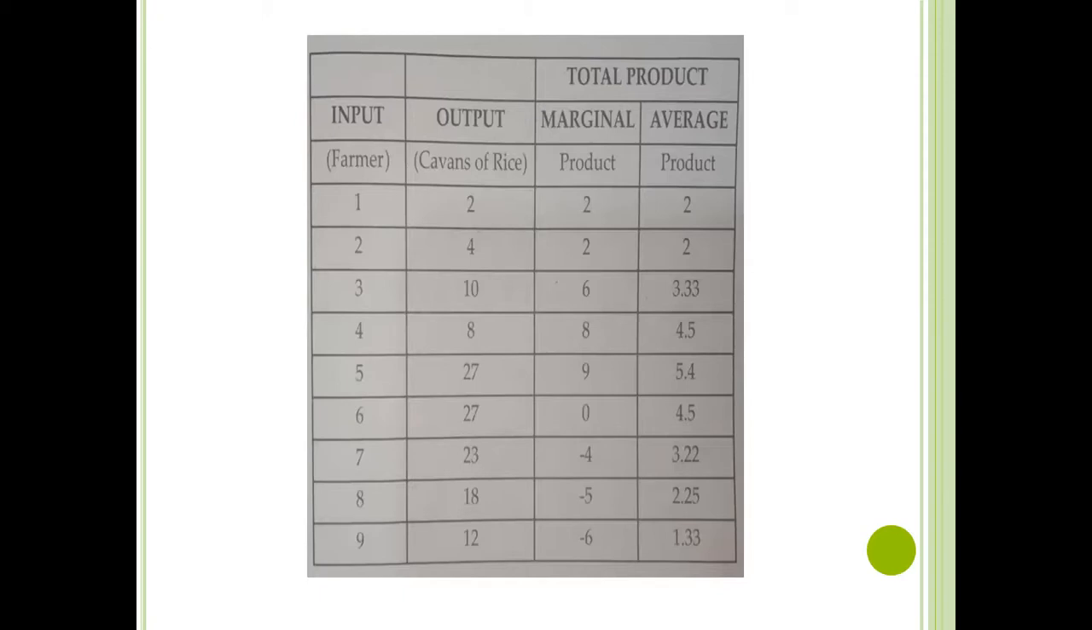So let's watch a video in order for us to know more about the law of diminishing return. So again, for figure 1 and table 1, our analysis indicates the production function curve, and the maximum output that will yield through employing 5 and 6 farmers is 27 cavans. So let's take a look at that.